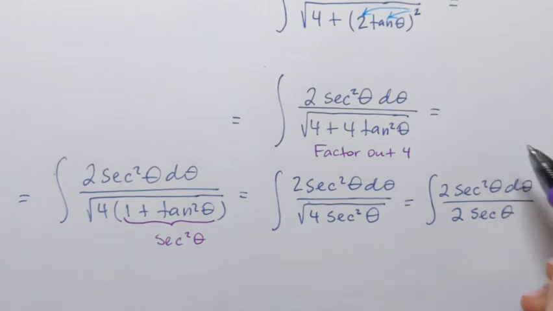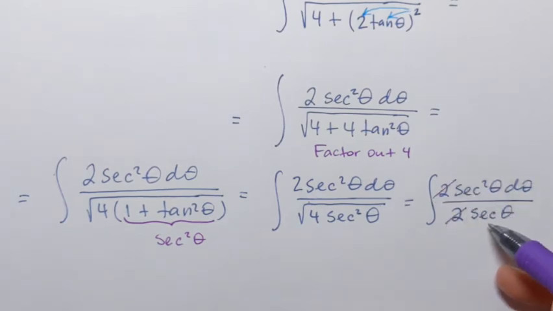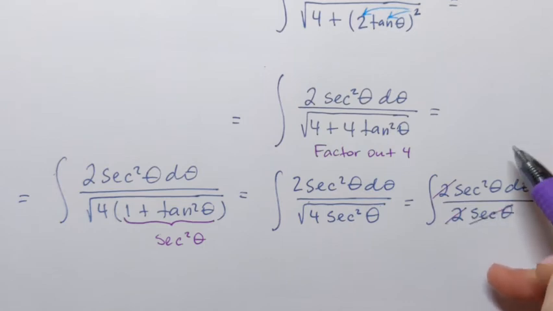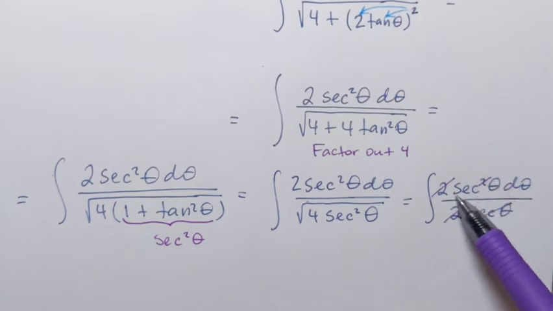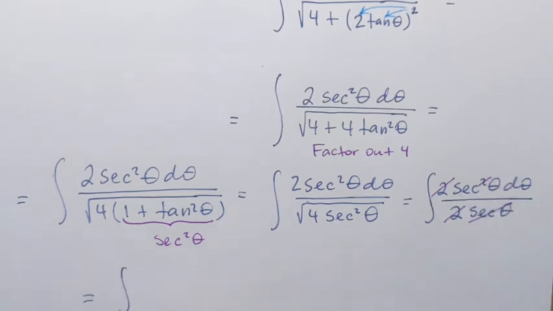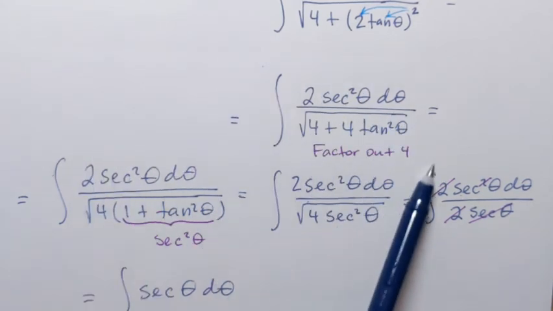So next is just the basic simplification. I can divide out 2. I can divide out secant, right? Secant from the denominator is gone, and then I'll just cross out that second power. So I have just secant theta left. So that all simplifies to just simply secant theta d theta, right? And generally we just performed the second step.